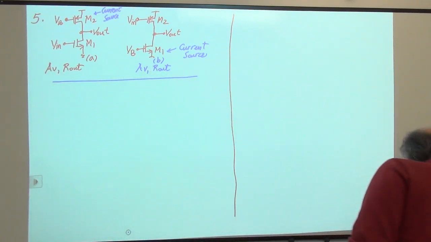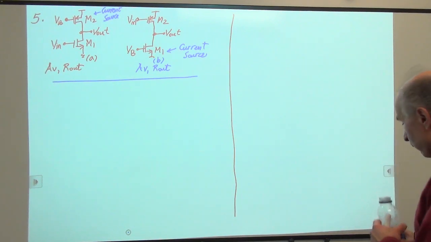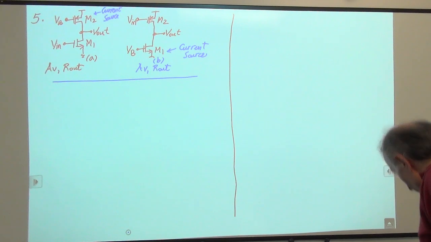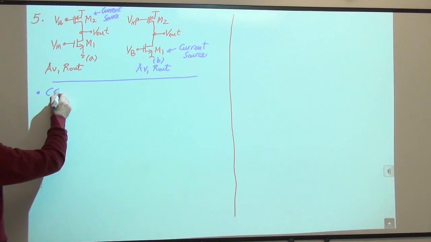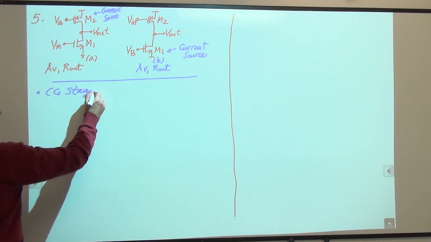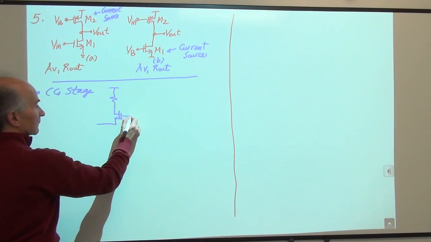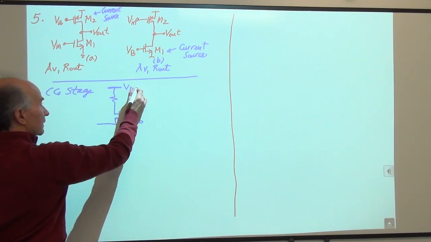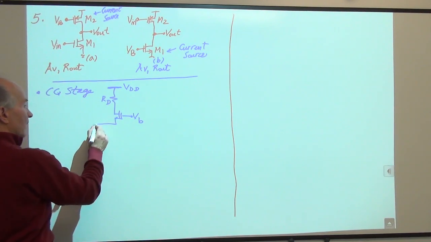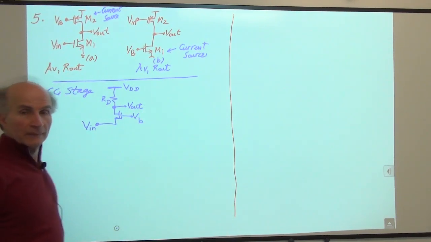Okay, so this brings us to the next MOS amplifier, which is the common gate stage, just like the common base stage in bipolar technology. So VDD here, RD here. The input goes to the source, and the output comes out of the drain.